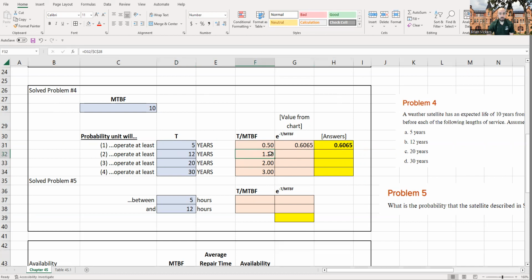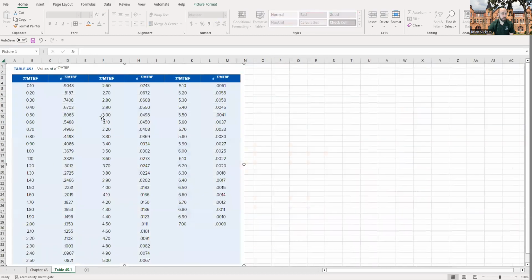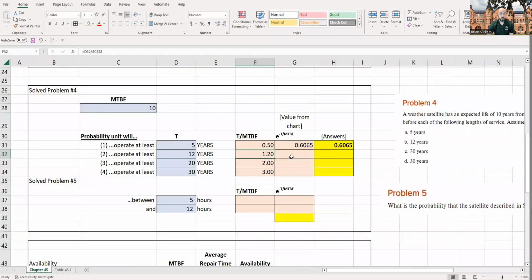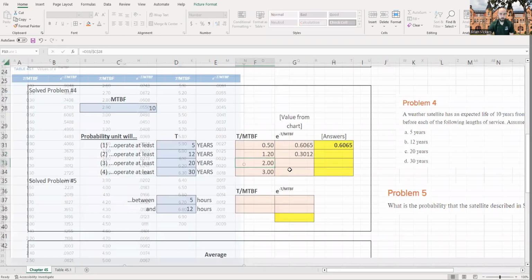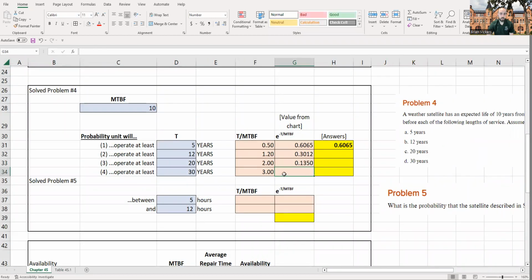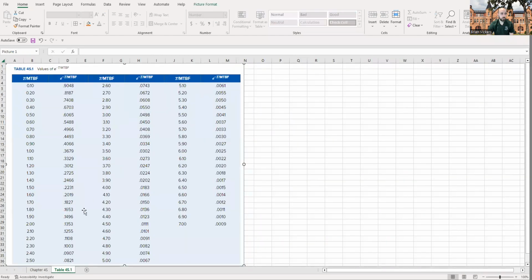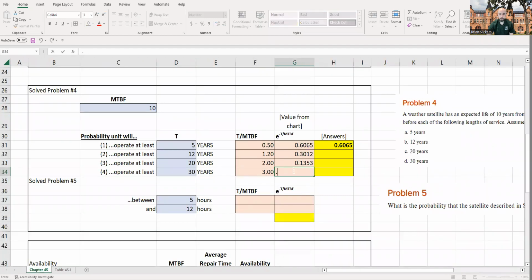Lasting at least 12 years, 1.2. I look at 1.2 on the chart and I get right here, 1.2 is 0.3012. 2.0 on that chart is 0.1353. And 3 on that chart is 0.0498. Not likely that it's going to last that long.